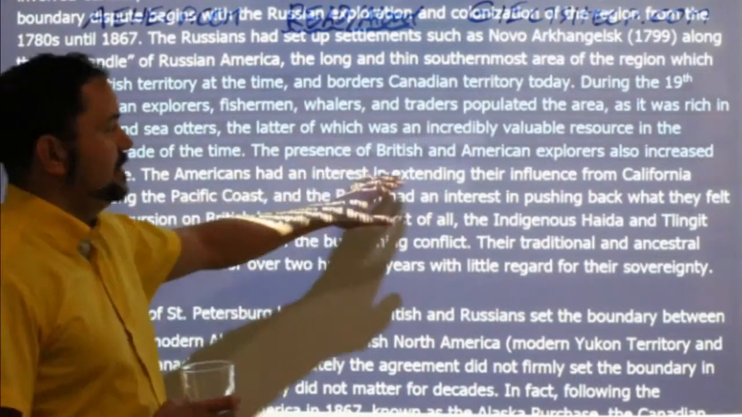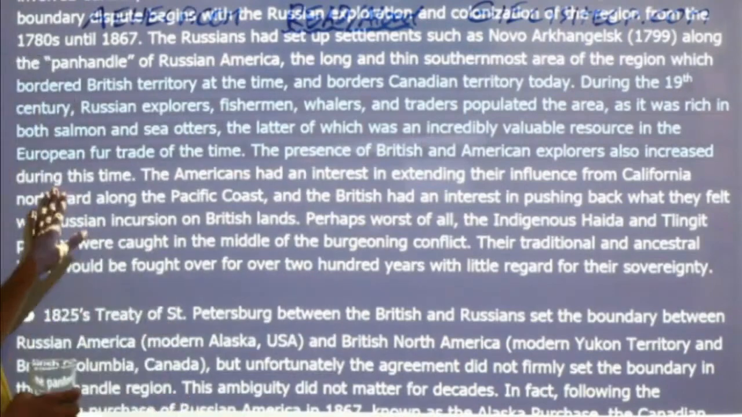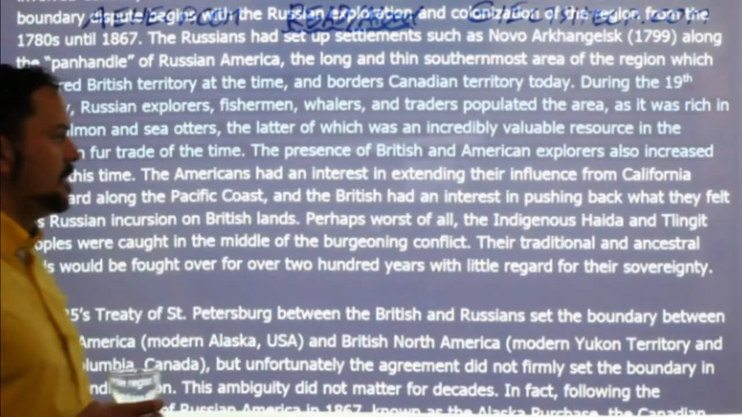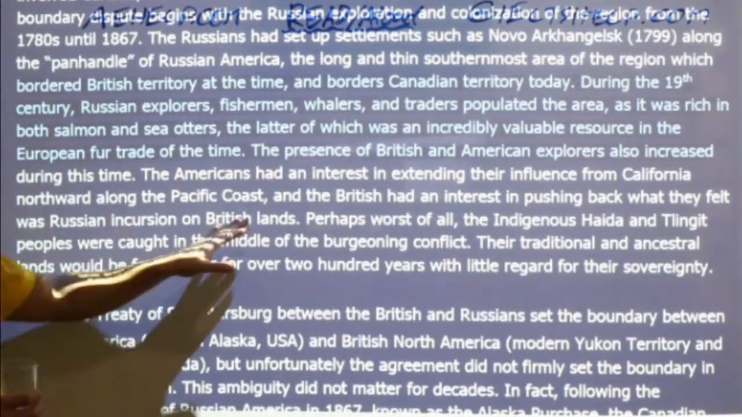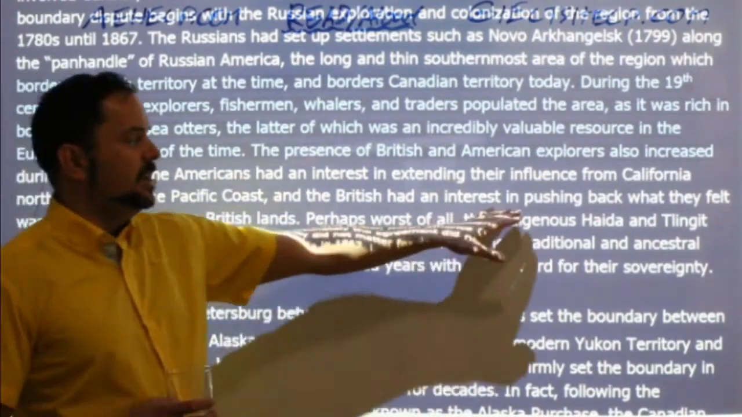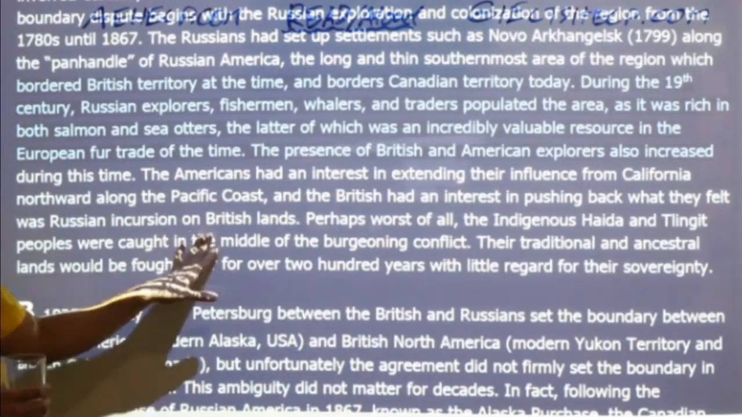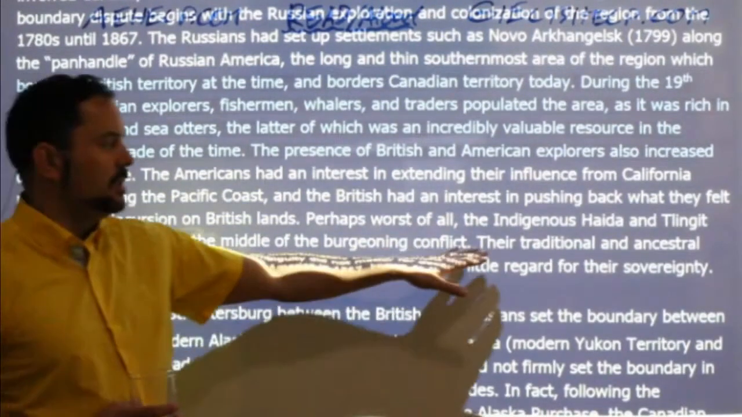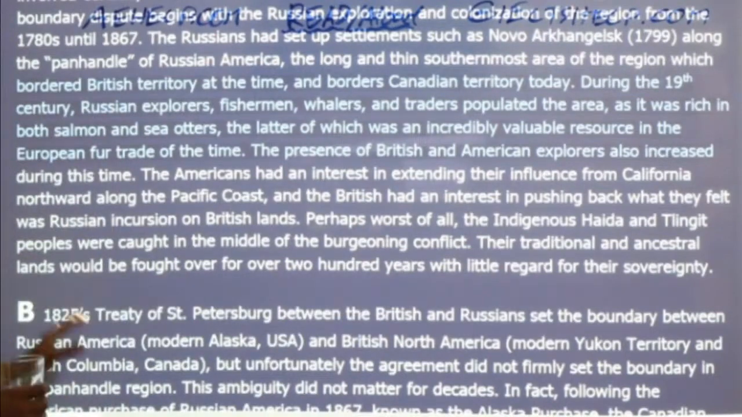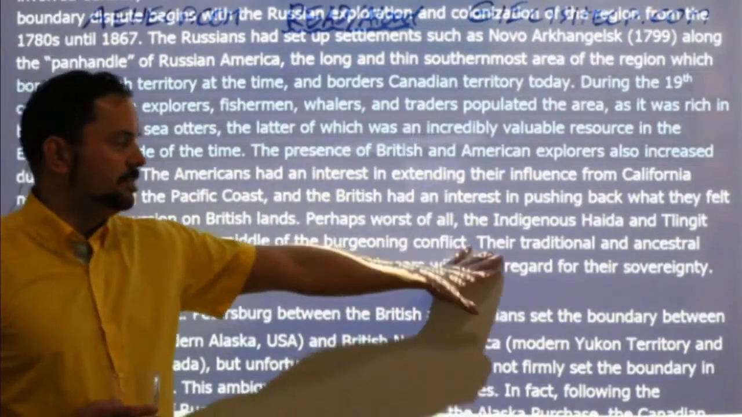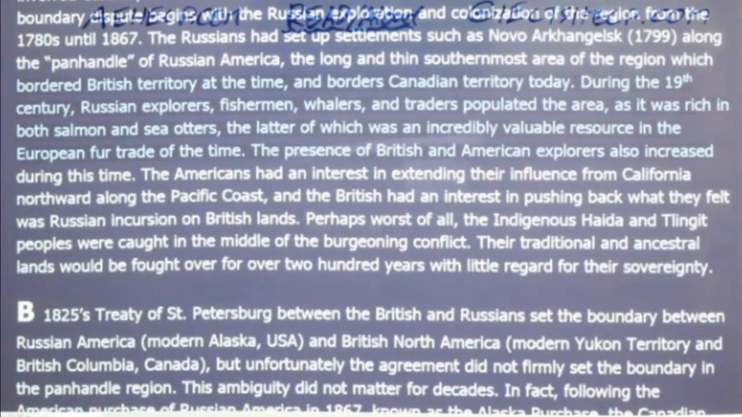The presence of British and American explorers also increased during this time. The Americans had an interest in extending their influence from California northward along the Pacific coast, and the British had an interest in pushing back what they felt was Russian incursion on British lands. Perhaps worst of all, the indigenous Haida and Tlingit peoples were caught in the middle of the burgeoning conflict. Their traditional and ancestral lands would be fought over for over 200 years with little regard for their sovereignty.